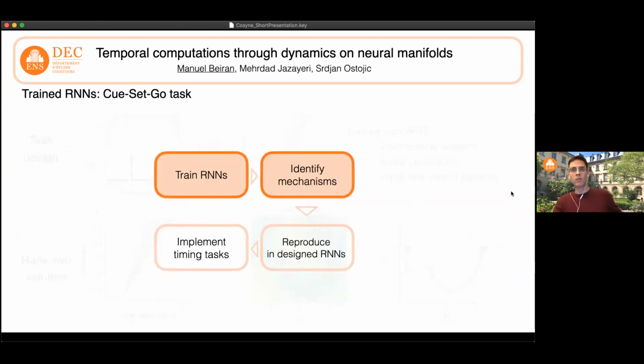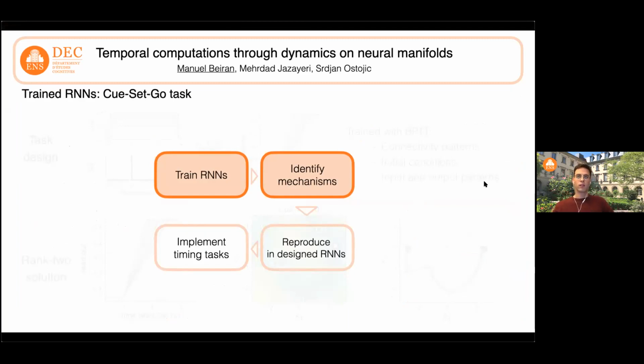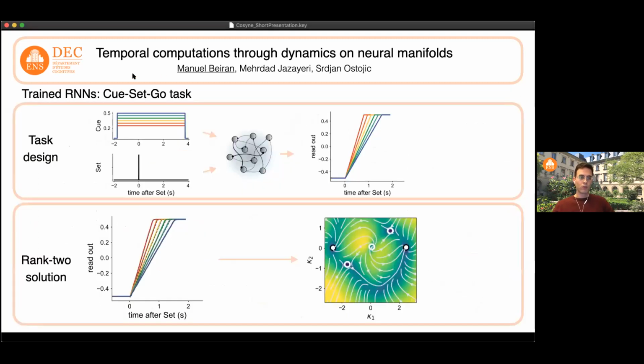Let me show you some results of trained recurrent networks. For the Q-set-go task first, we found that the minimal rank to successfully train a network is 2. So neural trajectories will be 2-dimensional. When we look at the dynamics generated by these networks, we found that in all cases, they generate these slow trajectories that have this ring-like shape. Trajectories evolve at different speeds along these manifolds to solve the task.